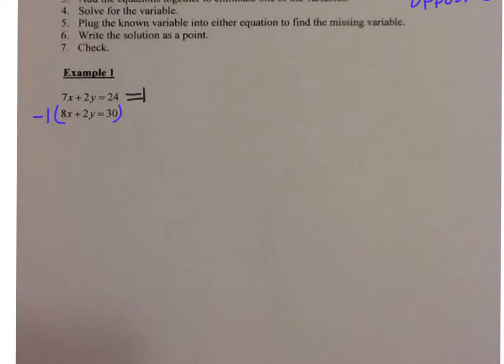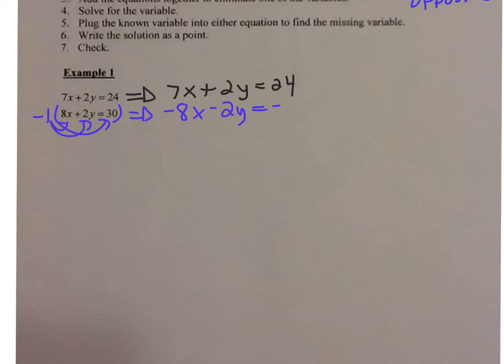So the top equation I'm going to leave the same. 7x plus 2y equals 24. And the bottom equation I'm going to multiply by negative 1. So I get negative 8x minus 2y equals negative 30. Make sure you multiply all the way through. So now what you want to do is add them. So you're going to add straight down. So 7x minus 8x is negative x. 2y minus 2y is 0, equals 24 minus 30 is negative 6. Divide both sides by negative 1, you get x equals positive 6.